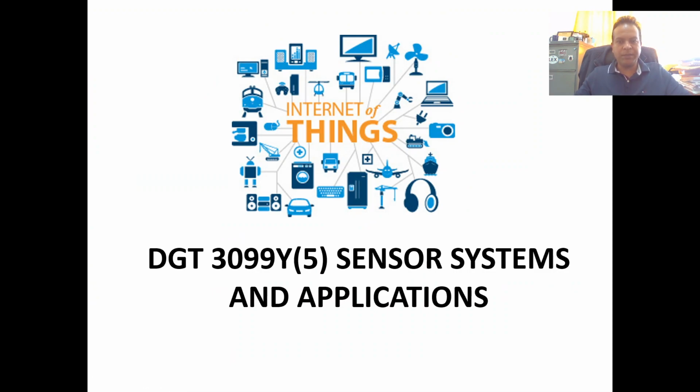So my module is Sensor Systems and Applications. It will be an elective in your third year. So you'll be starting your third year, which is an important year. I guess I've worked with you for the Principles of Software Development module. Now I'm offering this elective on Sensor Systems and Applications, DGT 3099.